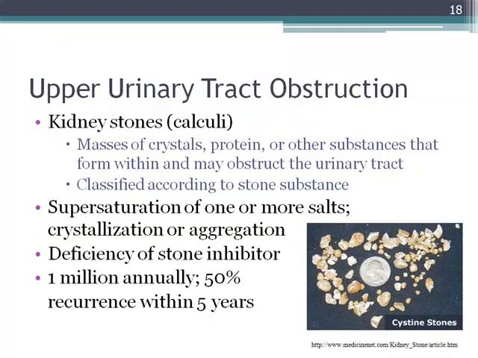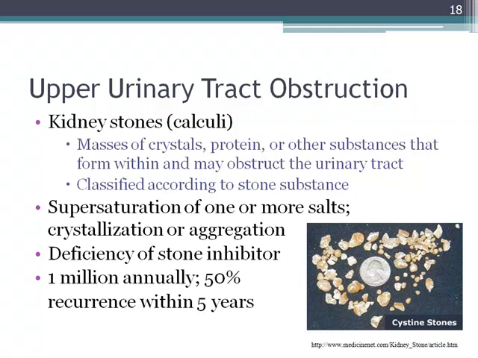Okay, upper urinary tract obstruction. So talking just a little bit about kidney stones or calculi. So that's just an accumulation of usually minerals that precipitate in the urinary tract and clump together to cause stones. And they're classified according to what they're made up of, because different components can cause different kinds of stones. We can get too much of one or more of those minerals, or we can have a deficiency of substances that normally are present that inhibit stone formation.